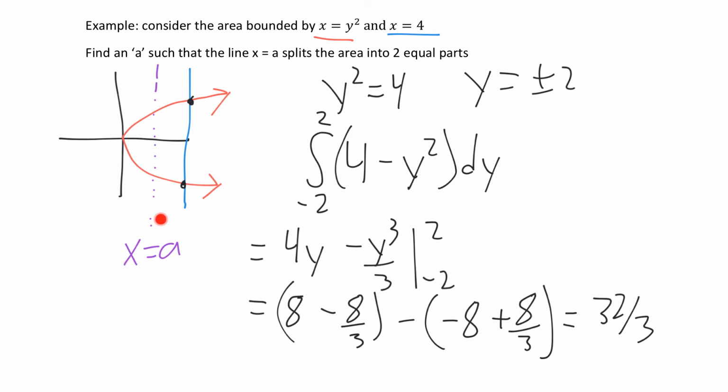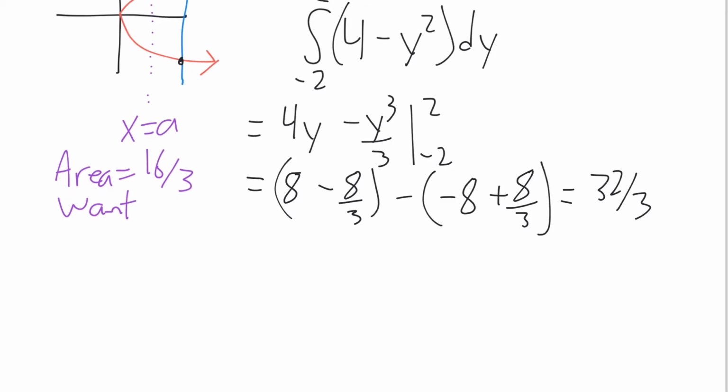Now, we want to find this A that splits the area. And so we want the new area, the area with the point A, to equal half of what we started with, or 16 over 3. That's what we want. We want that to happen. Well, the way we would write that is as follows. If that's what we want the area to be, well, we have to have 16 over 3 equal some integral.